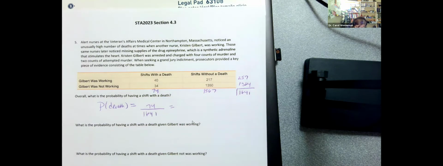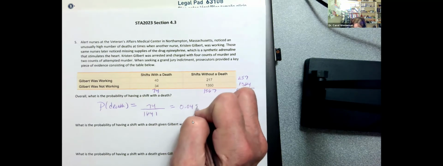So let's figure out what the decimal is. 0.045. So a little bit more than 4% of the shifts had a death.